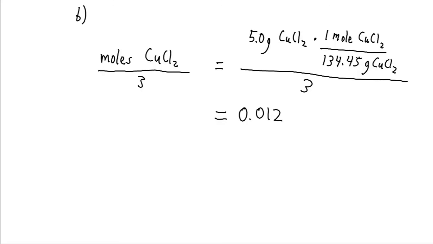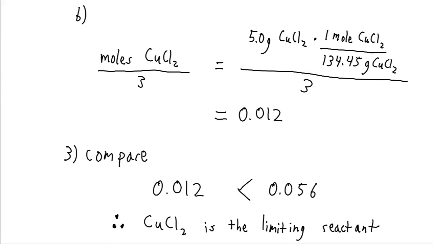Now do the same thing for the copper chloride. We had a stoichiometric coefficient of 3 in our equation, so we'll divide by 3. And we'll get the number of moles, 5 grams of copper chloride divided by the sum of the weights of the copper and the 2 chlorines, which comes out to 134.45 grams per mole. So we get a value of 0.012. And now we just compare those two values. Since 0.012 is less than 0.056, that means that our copper chloride is the limiting reactant.